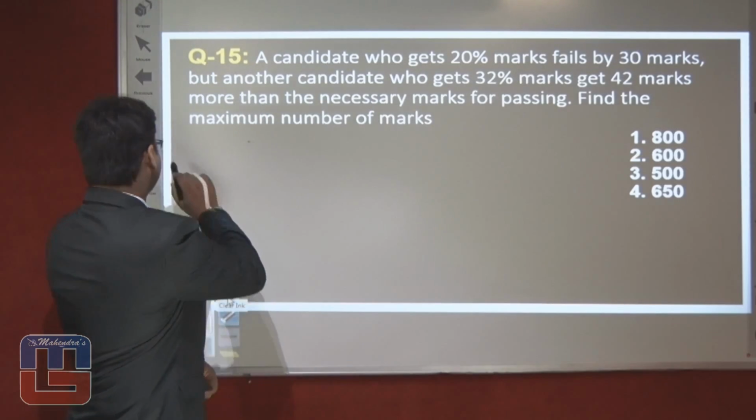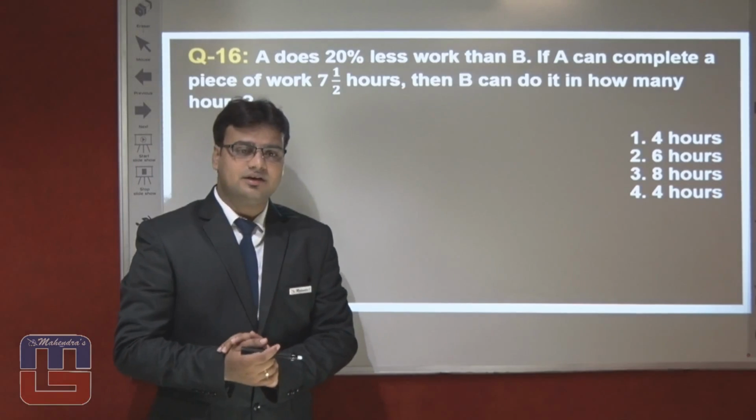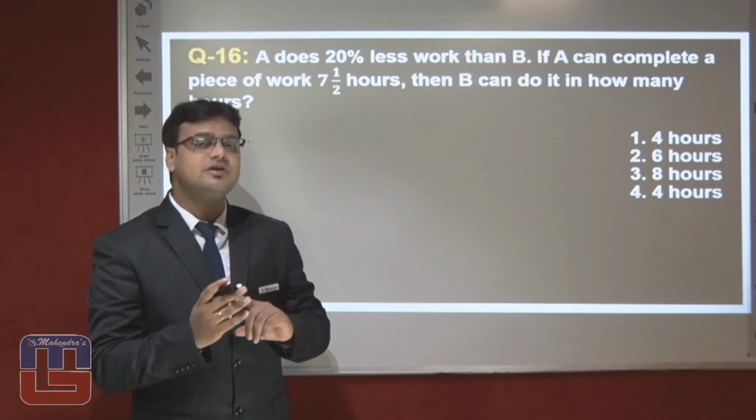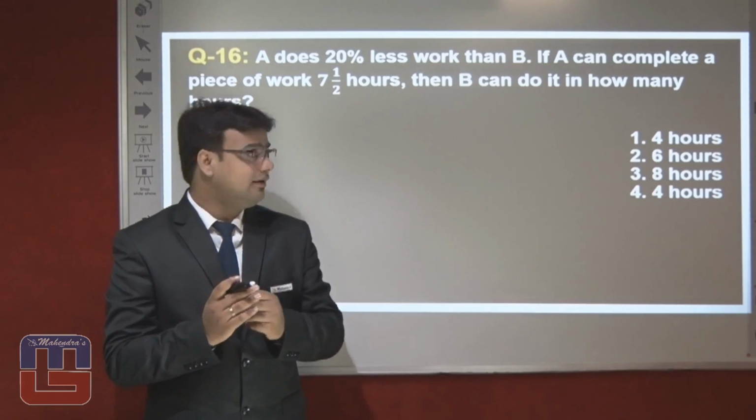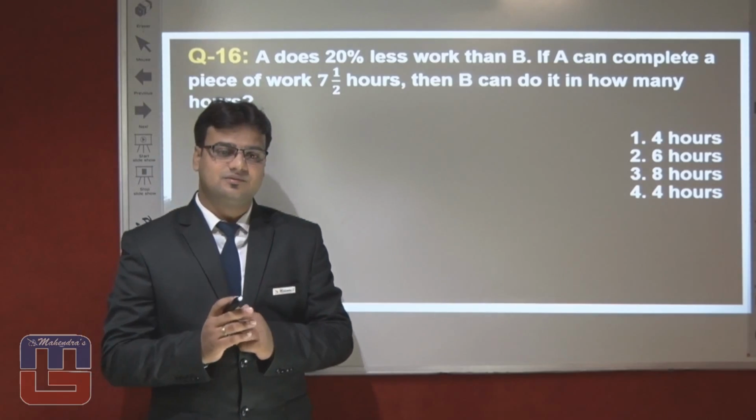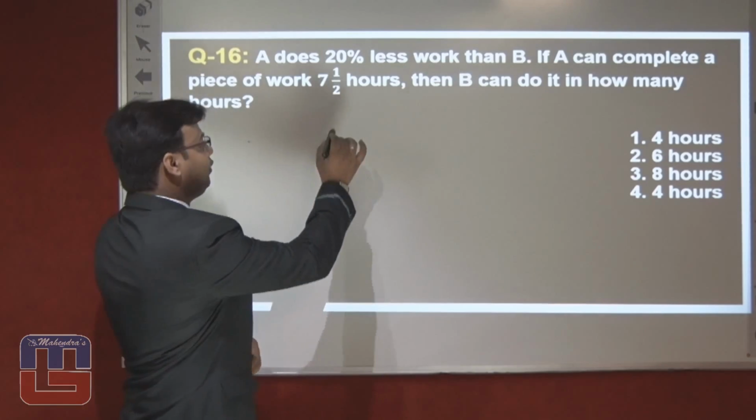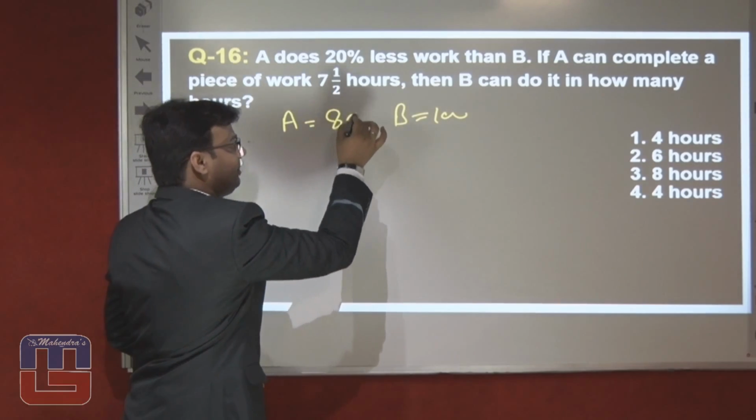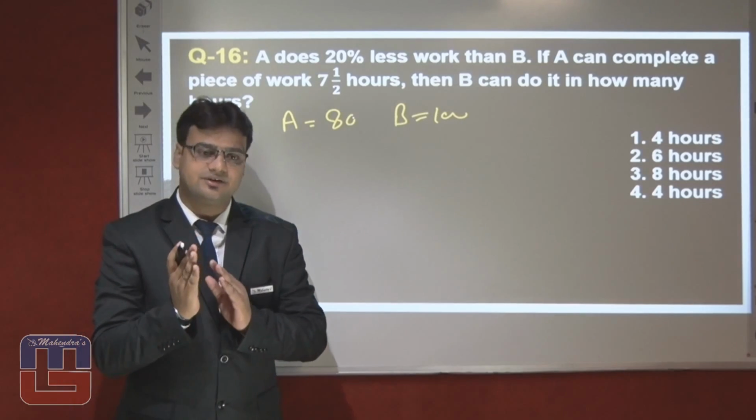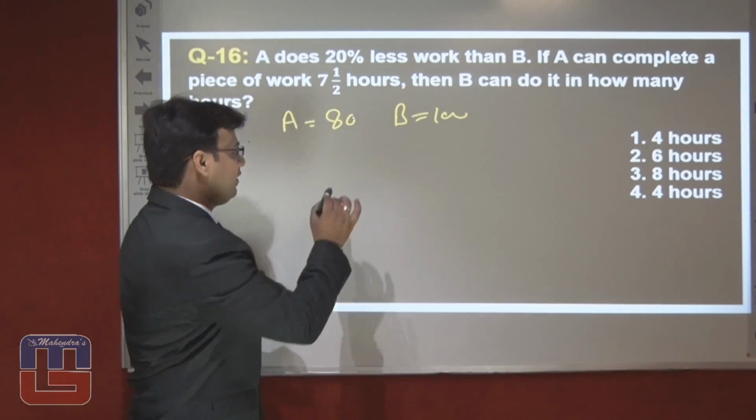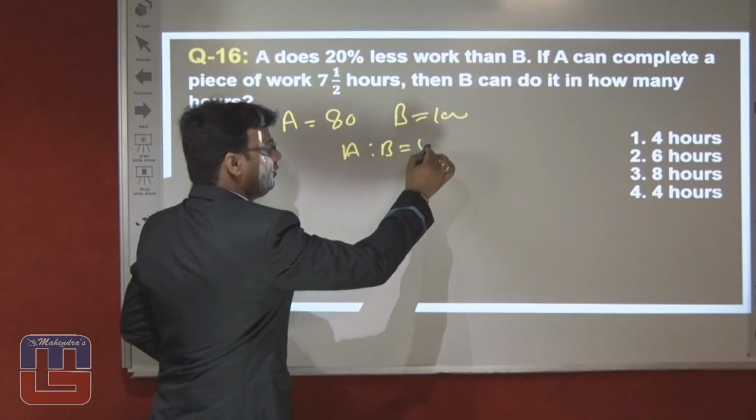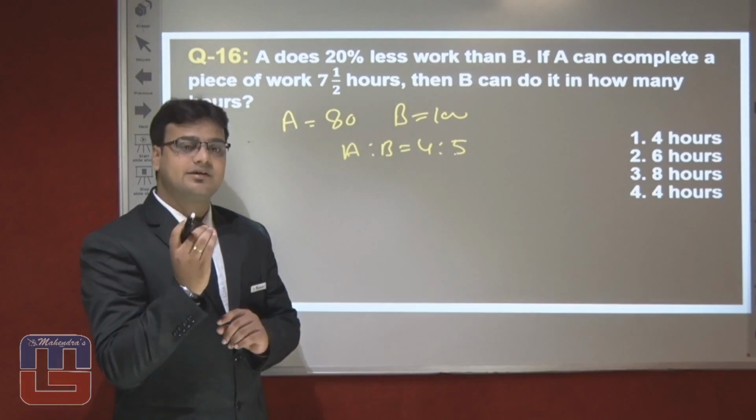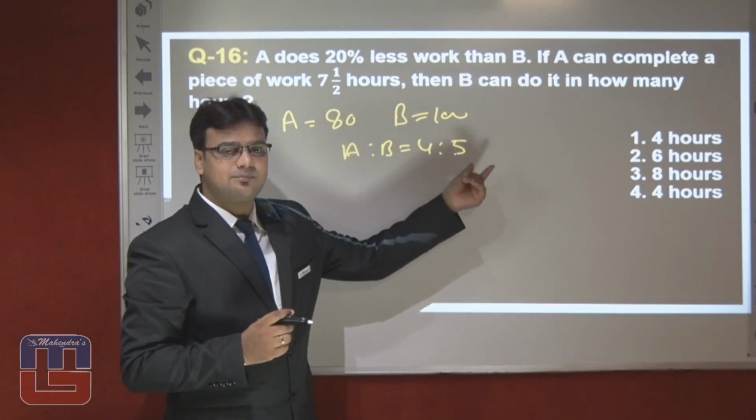Next, this question is based on work and time. It's also an efficiency-based question. A does 20% less work than B. That means suppose B does 100 work, then A does only 80% work. If we get the ratio of efficiency of A and B, then what will we get? A to B is 4:5. That means A can do 4 work per day or per hour, and B can do 5 work per hour or per day.